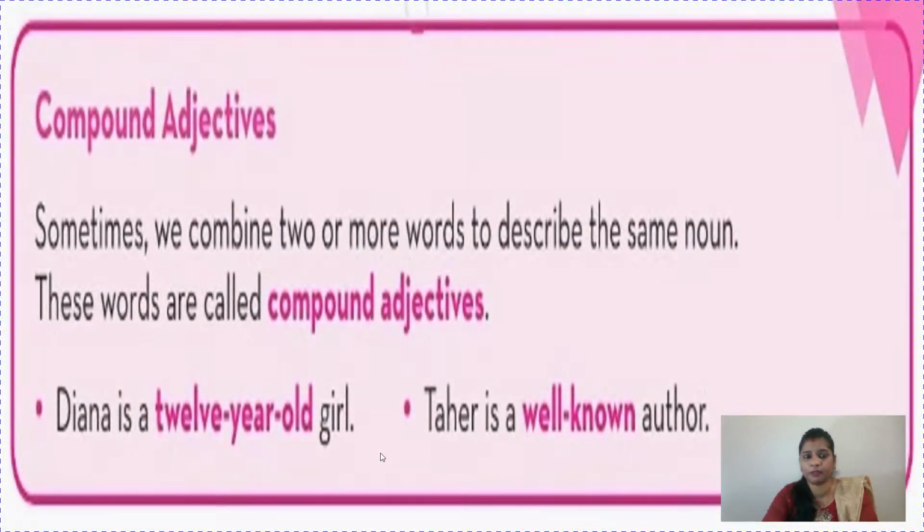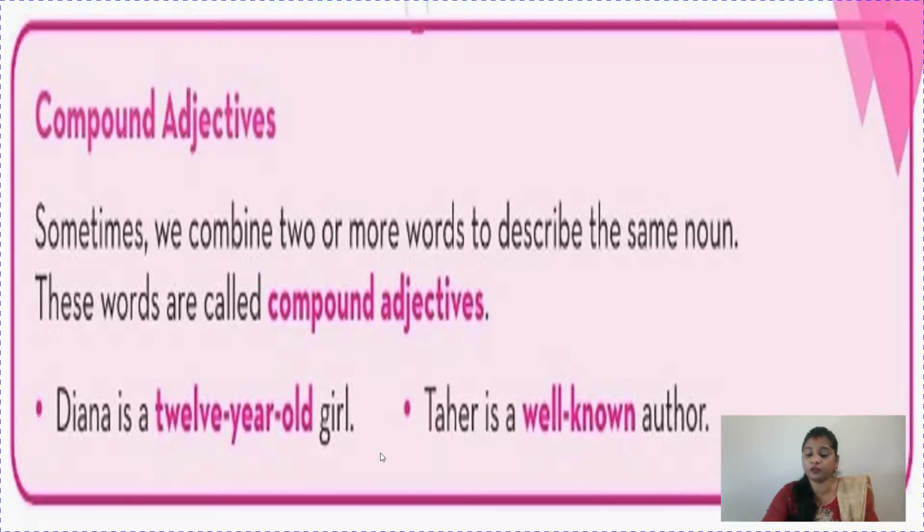Now let us learn compound adjectives. Sometimes we combine 2 or more words to describe the same noun. These words are called compound adjectives. So children, many times we use 2 or more words to describe one noun. So they are known as compound adjectives. Like here we can see, Dinah is a 12-year-old girl. So we have taken 3 words here.